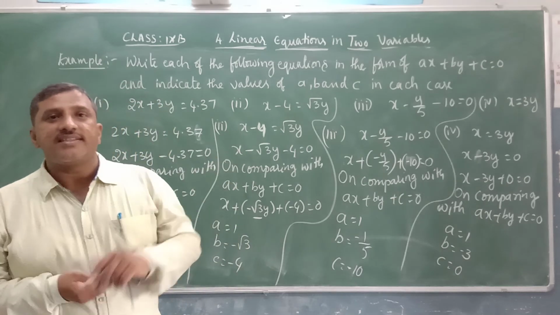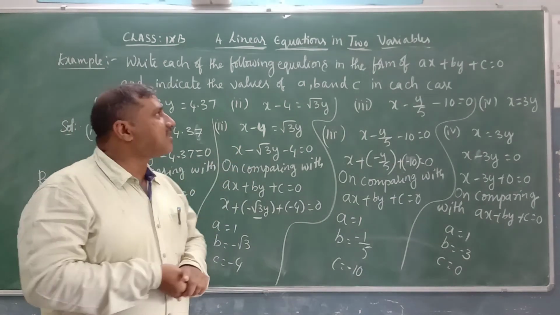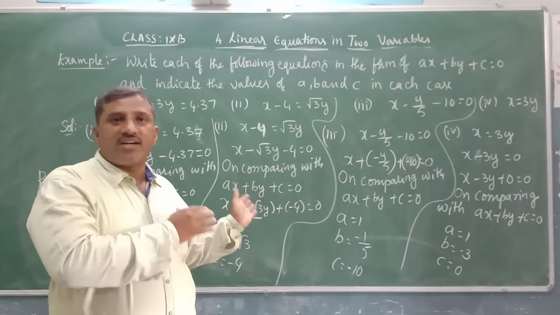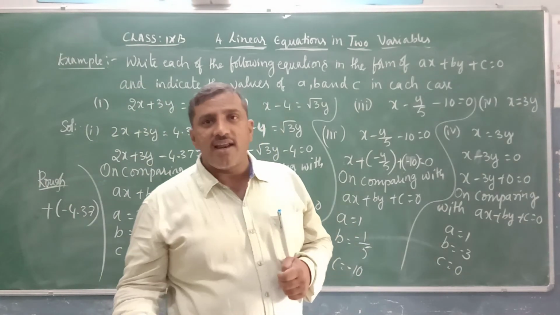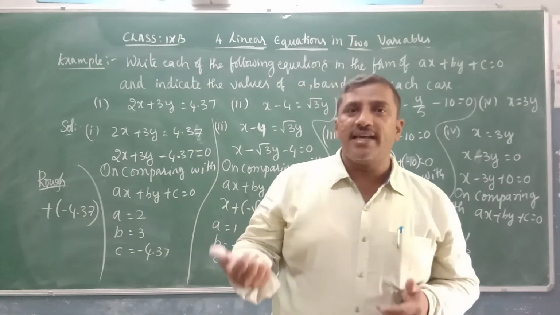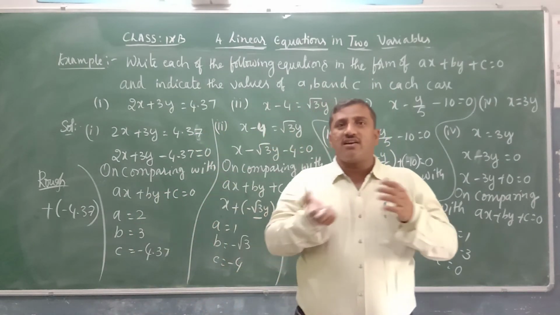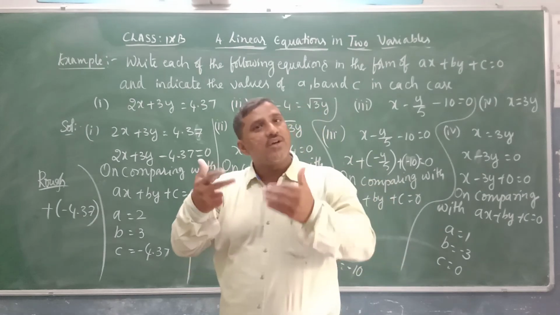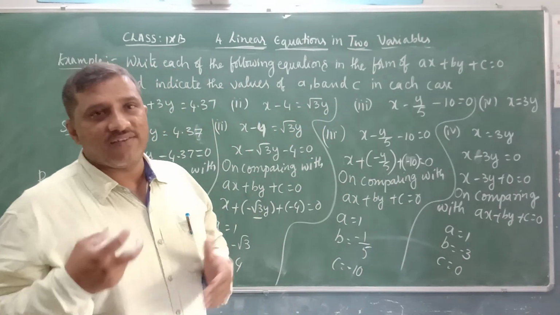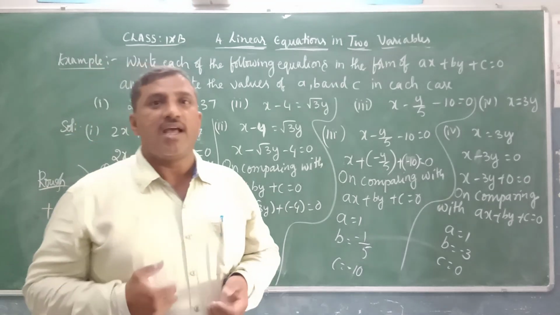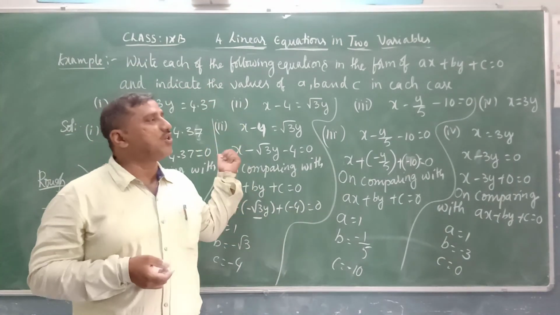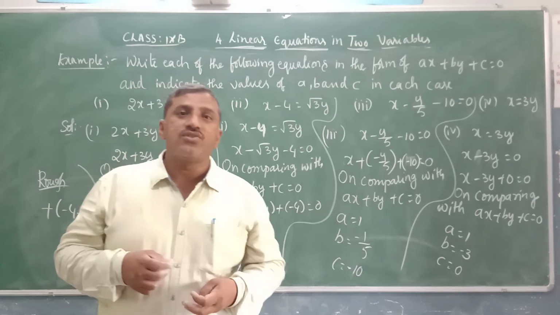Is it clear, children? This is about the first concept of this chapter, that is what are linear equations, what are linear equations in one variable, what are linear equations in two variables, and their general form. If the equations are not in the general form, how to reduce them to the general form and identify the coefficients of x, y and the constant term. In the next class we will discuss the solution of a linear equation in two variables.